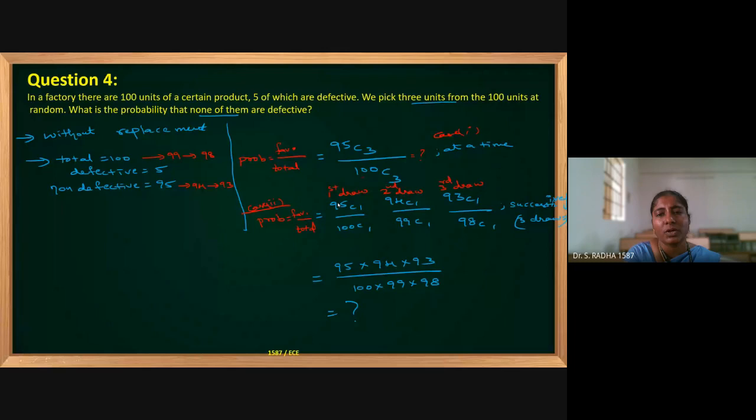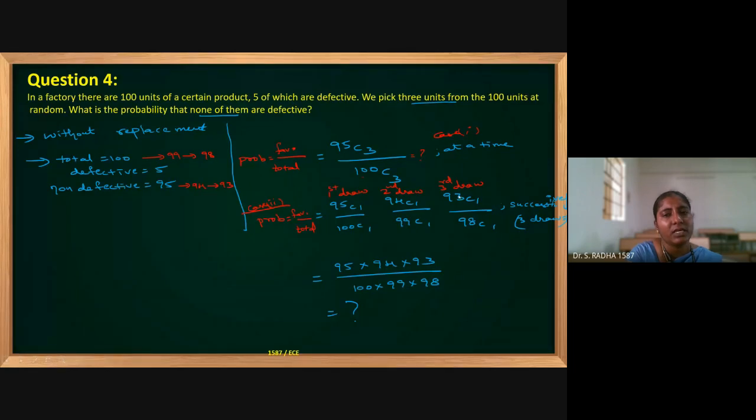So in the first draw, we are taking 1 out of the non-defective 95, this is the favorable outcome, and 100 C1 is the total outcome. In the second draw, when you have taken 1 out of the factory, non-defective now 94 is present and total 99 is present. Now you are taking 1 out of this 94, so it is 94 C1, the favorable thing. And the total is 99 C1.